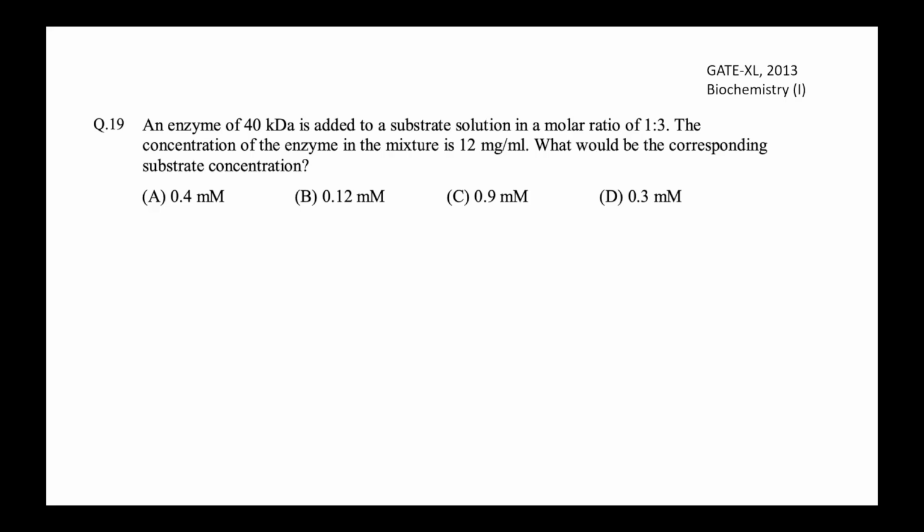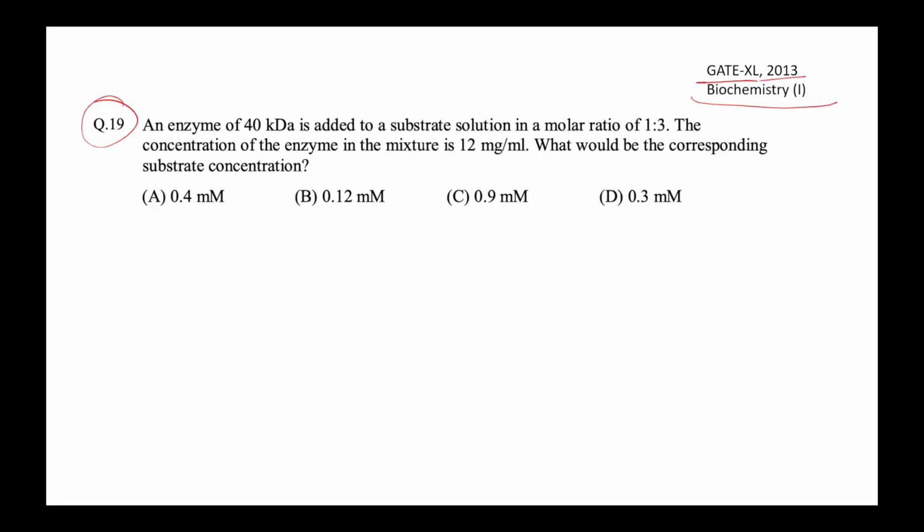In today's video, I'll be discussing one question which appeared in the GATE Life Sciences 2013 question paper, in the biochemistry section. This is question number 19, and it is related to an enzyme-substrate reaction, but it will mostly be solved through calculations converting molarity to concentration and molecular weight. This will revolve around that.